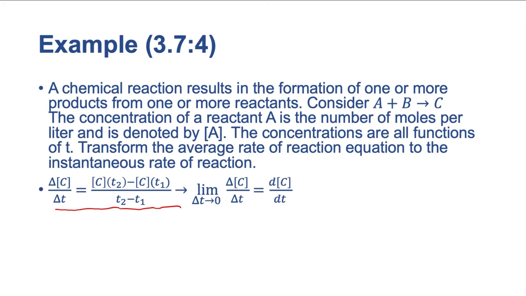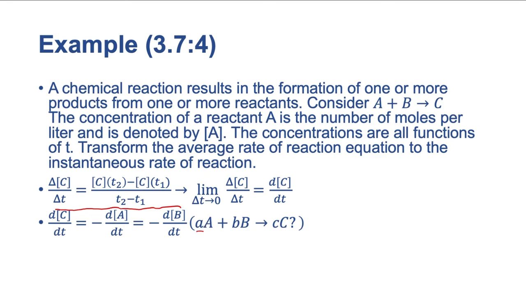Okay, and now we can use this to find the other expressions. So that will give us d concentration C over dt equals negative d concentration A over dt equals negative d concentration B over dt. Sometimes in these chemical reactions, though, we get these coefficients attached to the elements or compounds, and that's because sometimes we need to balance our reaction equation so that we have the same amount of products as reactants.